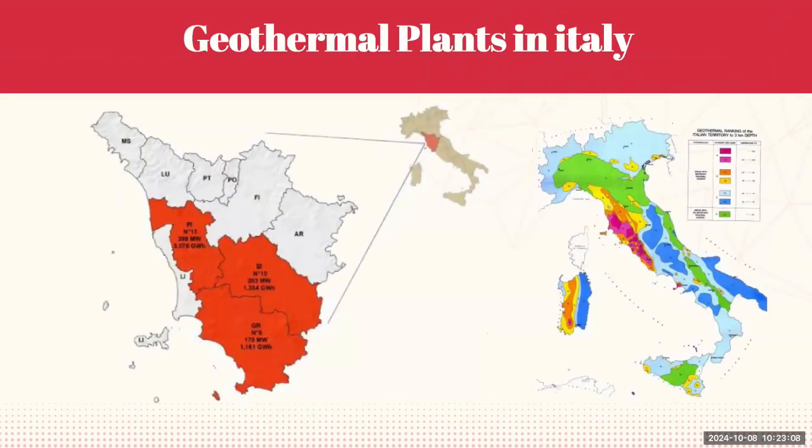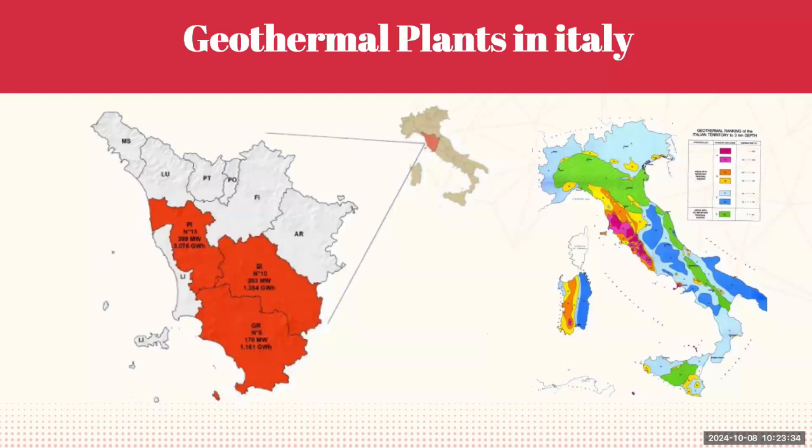This map instead shows the distribution of geothermal plants in Italy, particularly focusing on the region of Tuscany, where geothermal energy production is most prominent. The areas in red show the main geothermal plants in Tuscany producing significant amounts of geothermal electricity. For example, Pisa generates around 769 megawatts of power, while Grosseto produces around 17 megawatts.